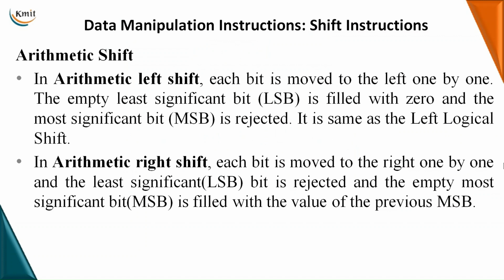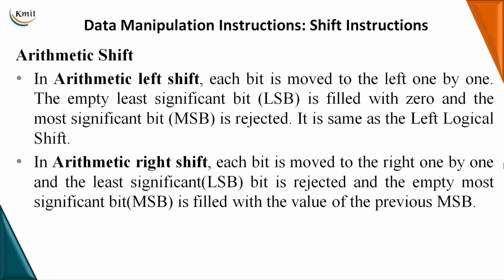So in case of an arithmetic left shift, each bit is moved to the left one by one and the empty least significant bit is filled with a 0 and the most significant bit is rejected. It is similar to a logical left shift. Whatever is the logical left shift, that is same as an arithmetic left shift. In case of right shift, it changes.